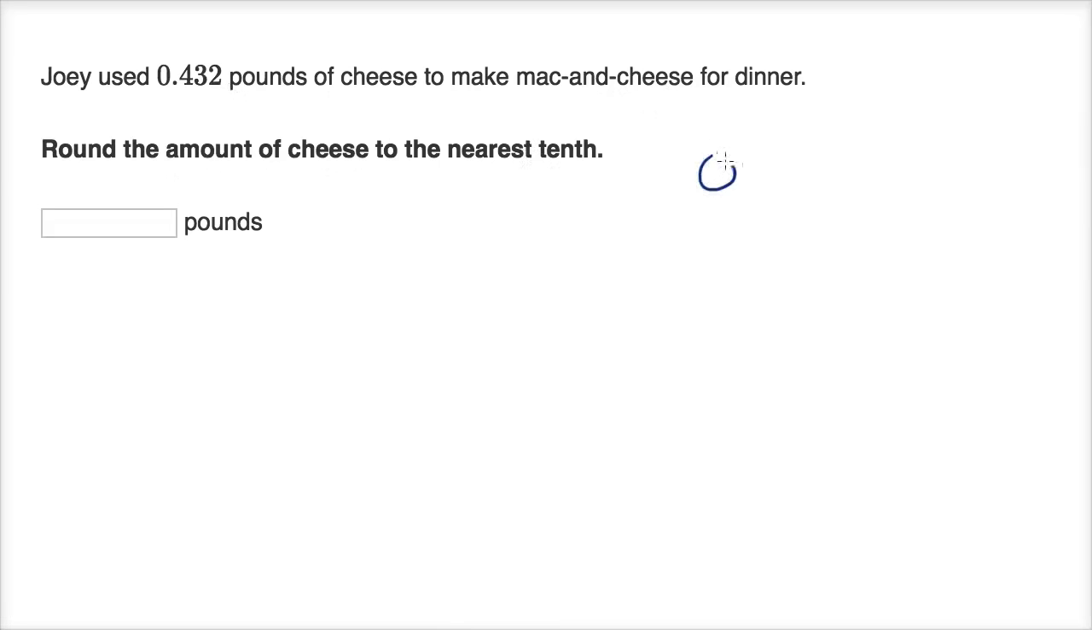So the amount of cheese, once again, is 0.432 pounds. And just remember the places here. This is 4 tenths, so that's the tenths place. This is the hundredths place, so tenths, hundredths. And this right over here is the thousandths place. So we want to round to the nearest tenth.